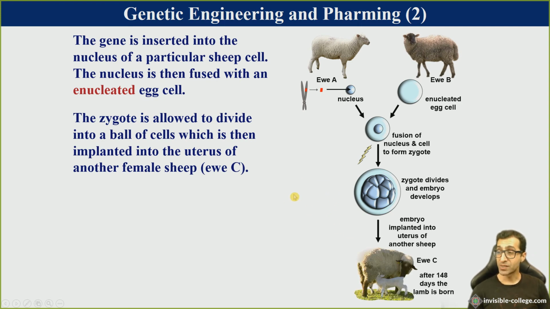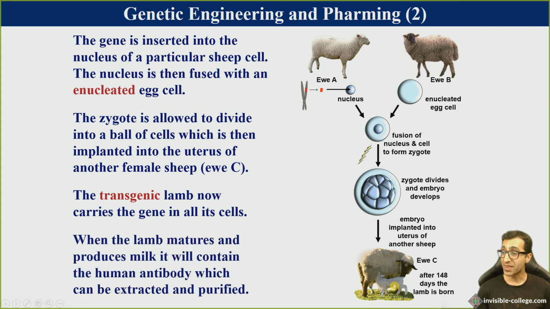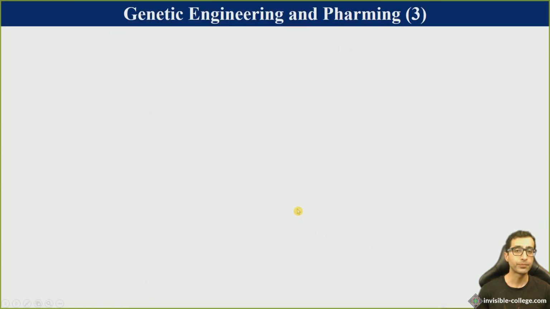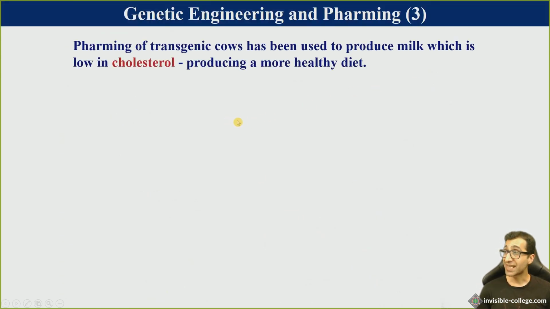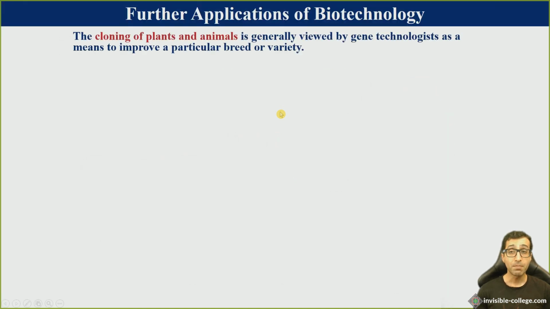So 148 days after that, a lamb is born, but this transgenic lamb now carries the gene in all of its cells. So when this lamb matures and produces milk, that milk will contain the human antibody. And by doing this with sufficient quantities of these sheep, we can generate large quantities of antibody that can be extracted and purified from that milk. So farming of transgenic cows has been used to produce milk which is low in cholesterol to produce a more healthy diet, for example. But there are many other applications of this technology in biotechnology.